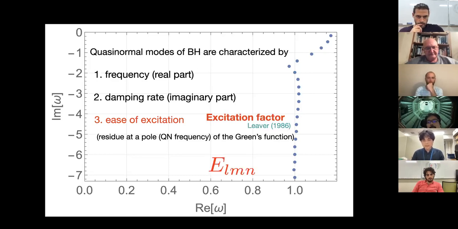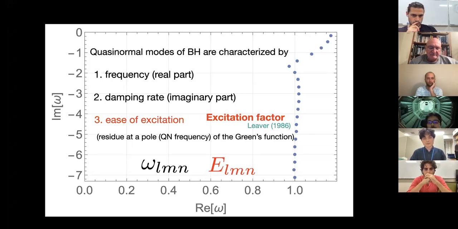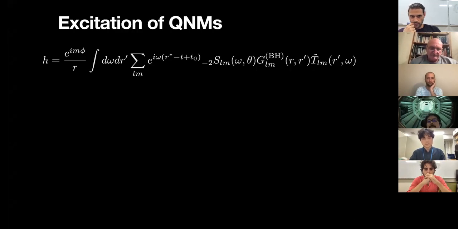Nowadays, it's known as the excitation factors, and this excitation factor is independent of the initial perturbation of the black hole. This excitation factor, which quantifies the ease of excitation, is determined only by the mass and spin of the remnant black hole. So this is very universal and a very useful quantity to quantify the ease of excitation. So not only the quasinormal frequencies, but also the excitation factor is important to characterize the quasinormal modes.